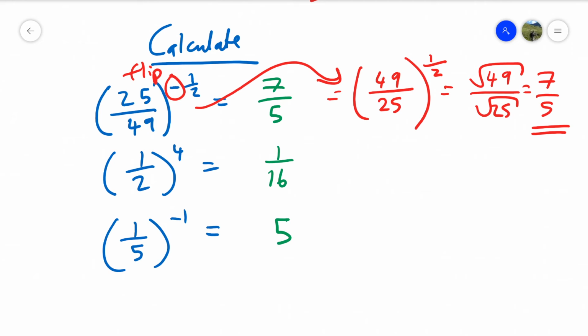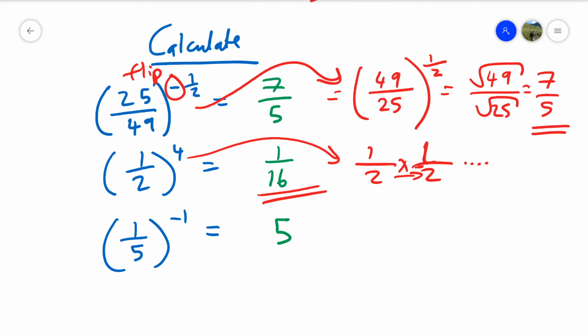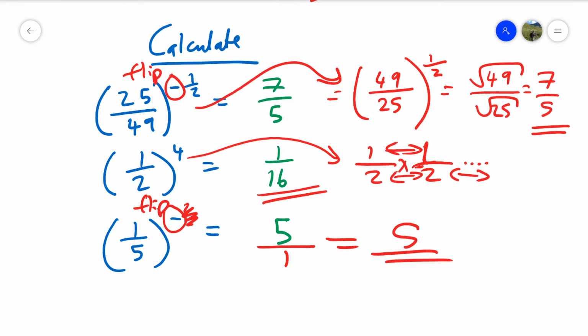What does 4 mean? It just means you have to times it by itself 4 times. And you end up with 1 over 60. Because remember, when you times a fraction, you just times the bottoms, and on the tops you just keep timesing 1 by 1, 1 times 1, 1 times 1, so you still get stuck with 1. Here, the 1 is irrelevant. The minus means flip, so when we flip it, we end up with 5 over 1, which is just 5.